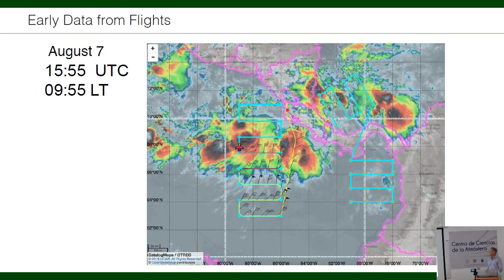So we have some really interesting early cases already of convection in this region. This, for example, shows an early flight, August 7th, one of the first flights of the experiment. In this case, the airplane is right here in this particular scene. We're flying this box off the west coast of Central America. There are actually wind vectors on here that give an indication of some of the data that was collected by the aircraft before it got to this point.